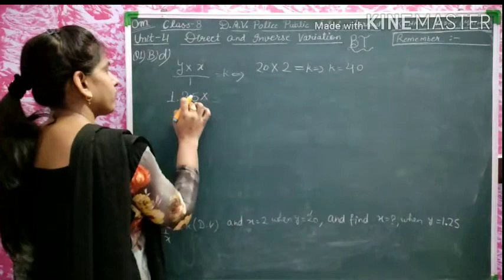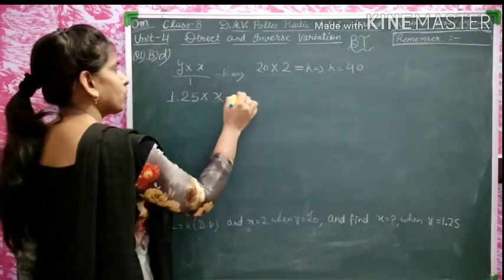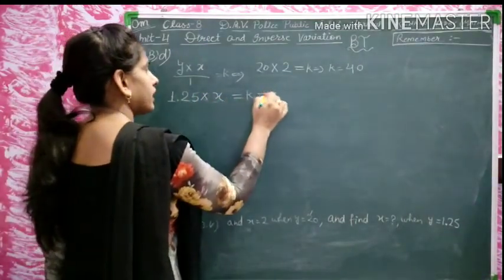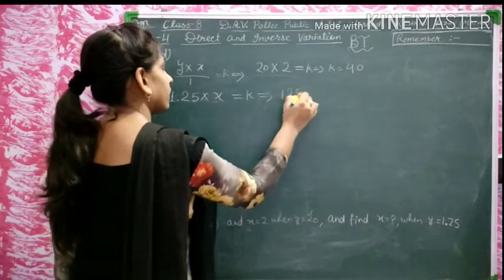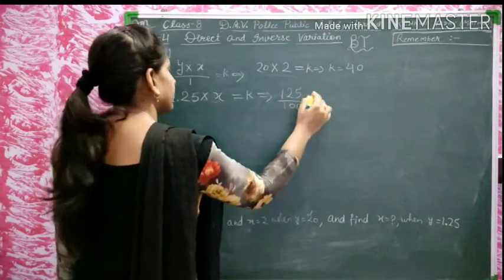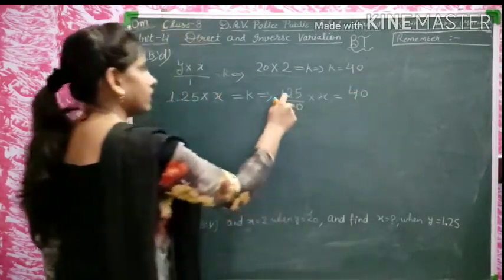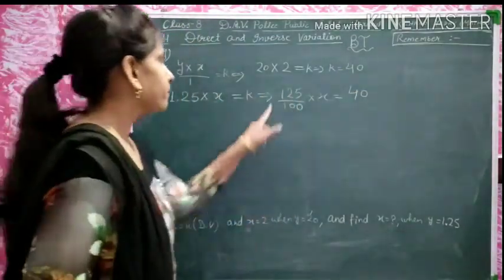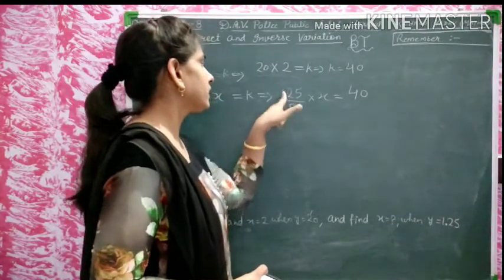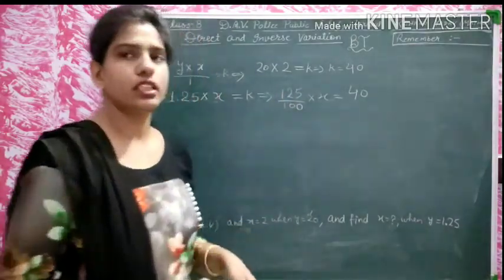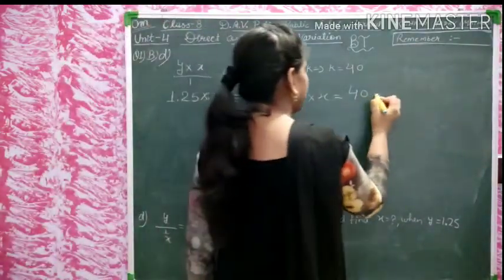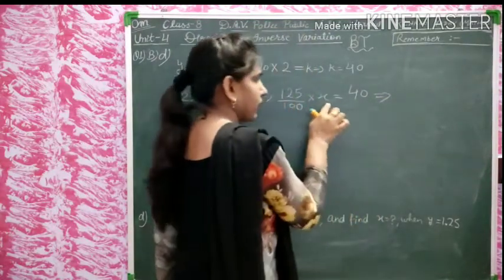1.25 into y value is this, and x we don't know, and this is equals to k, and it implies 125 divided by 100 into x. This is equals to k, which is 40 here. We delete the decimal and take the zeros. Now we have to find the value of x.